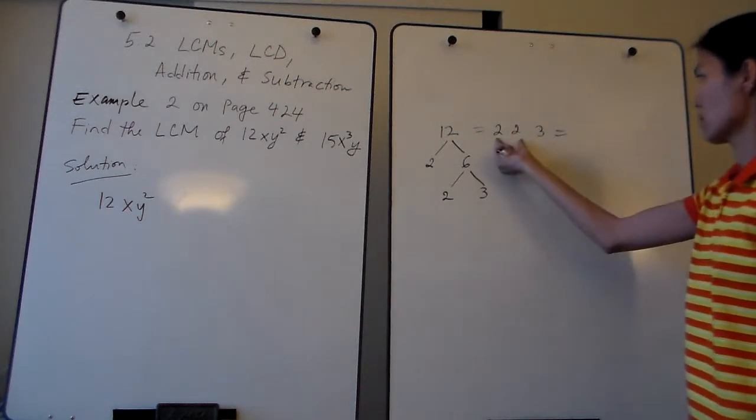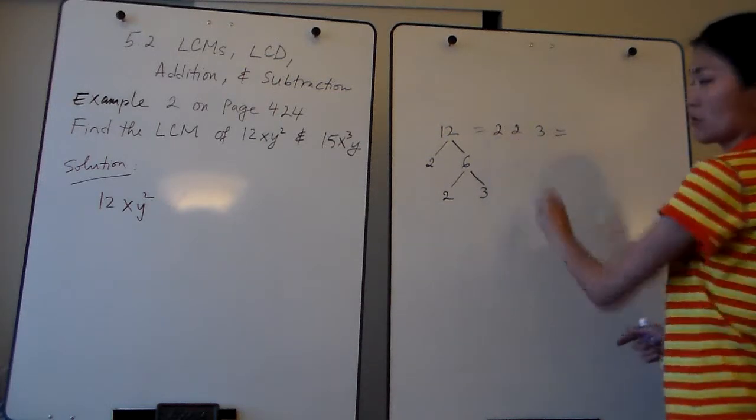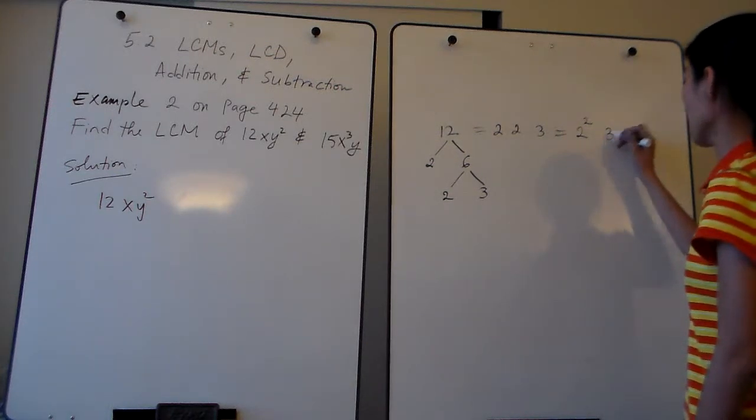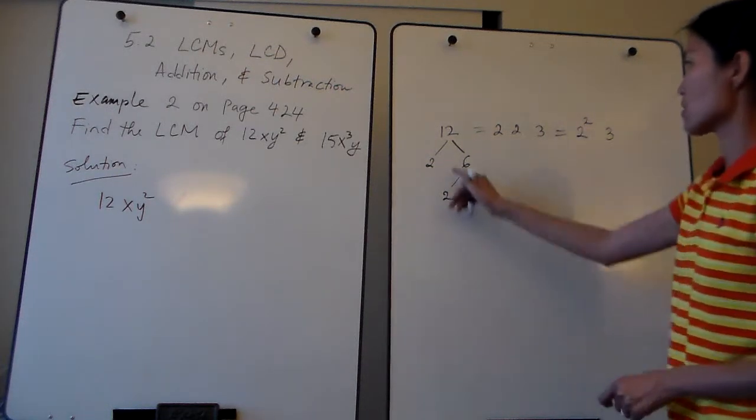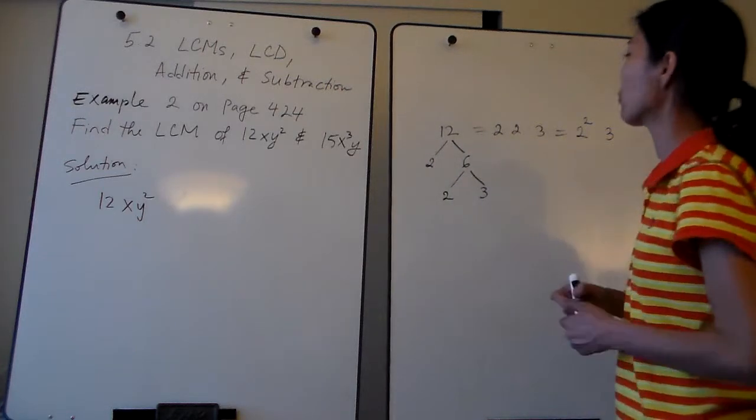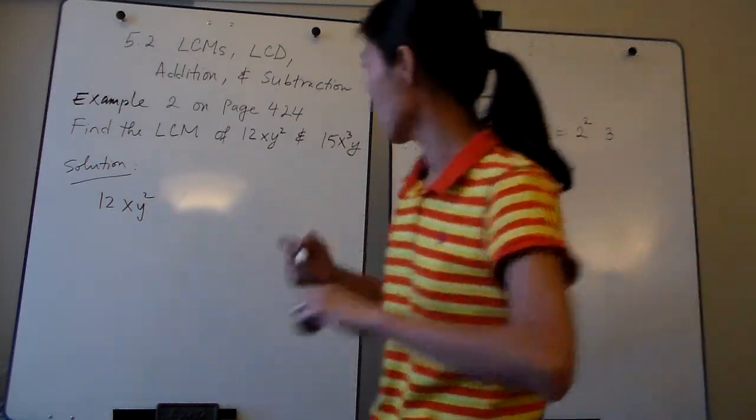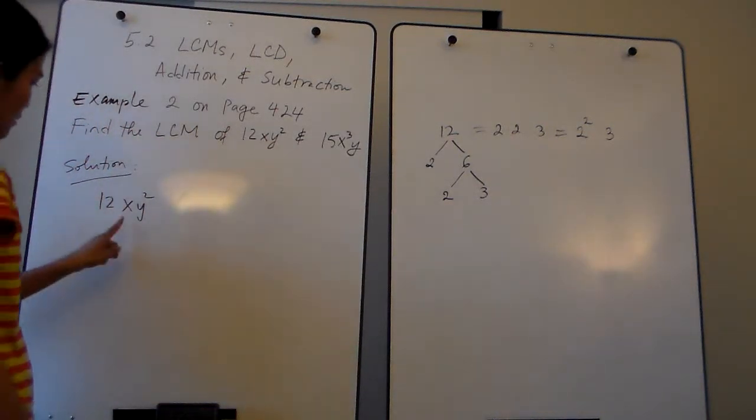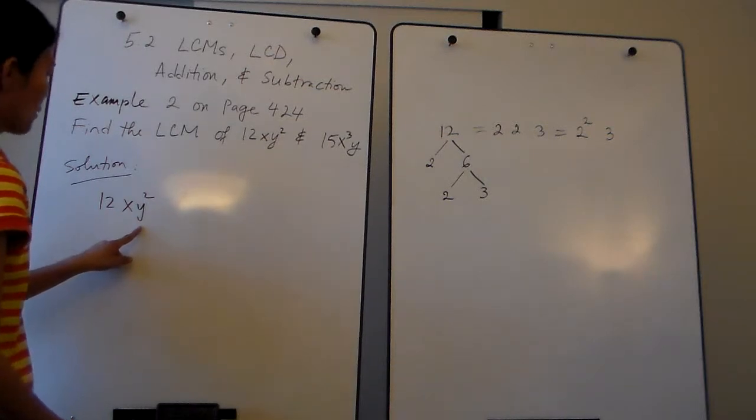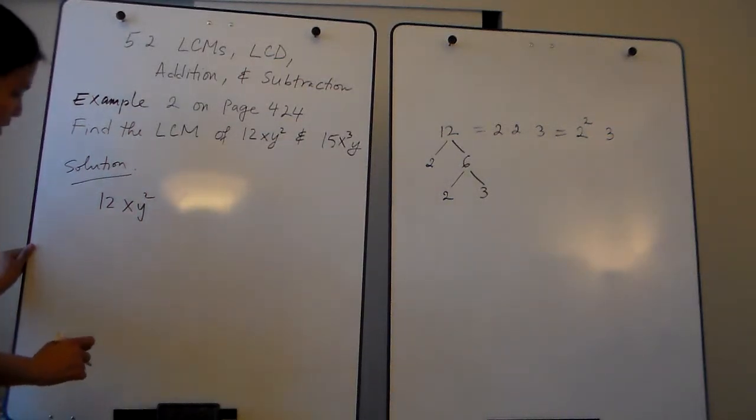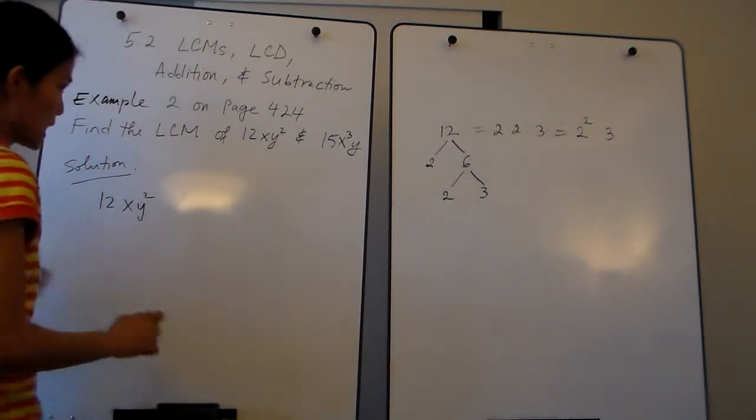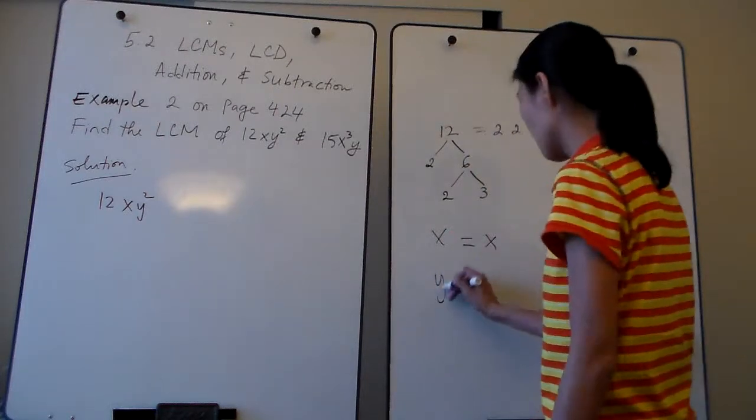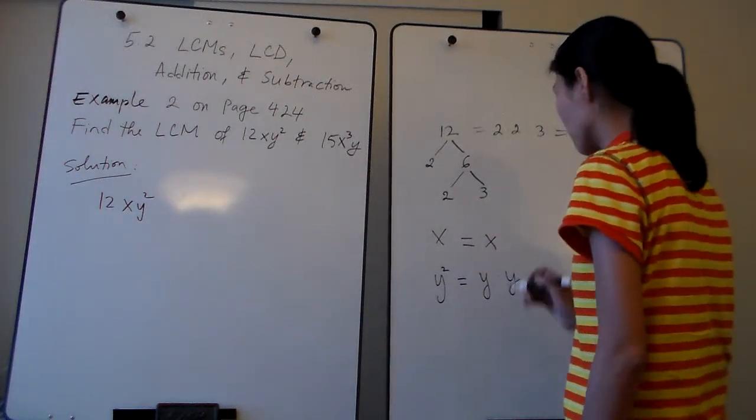You can rewrite this with the exponent form because 2 occurs twice. You can write this as 2 to the second power times 3. Okay? This is how you factor 12 in prime factorization form. For x, it's only to the first power, so there's only one x. So that's how you can factor. For y squared, you can factor it as y times y.